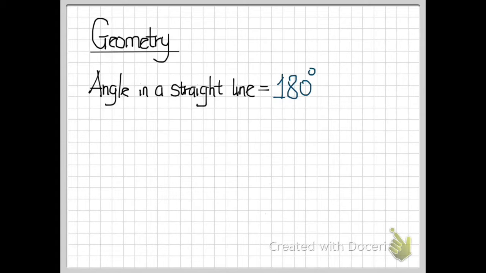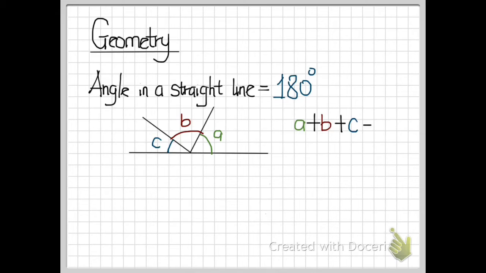So we can write: angles in a straight line would sum up to 180. Let's say we had this line and we had it divided into sections. We can say that if this is A, B, and C, A plus B plus C would sum up to 180.